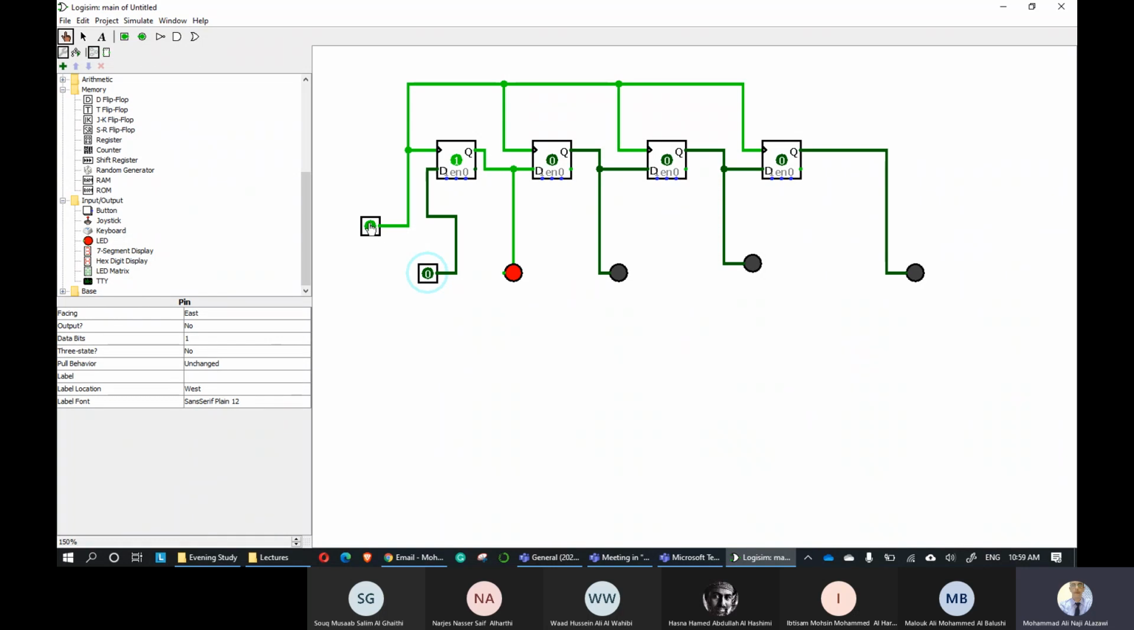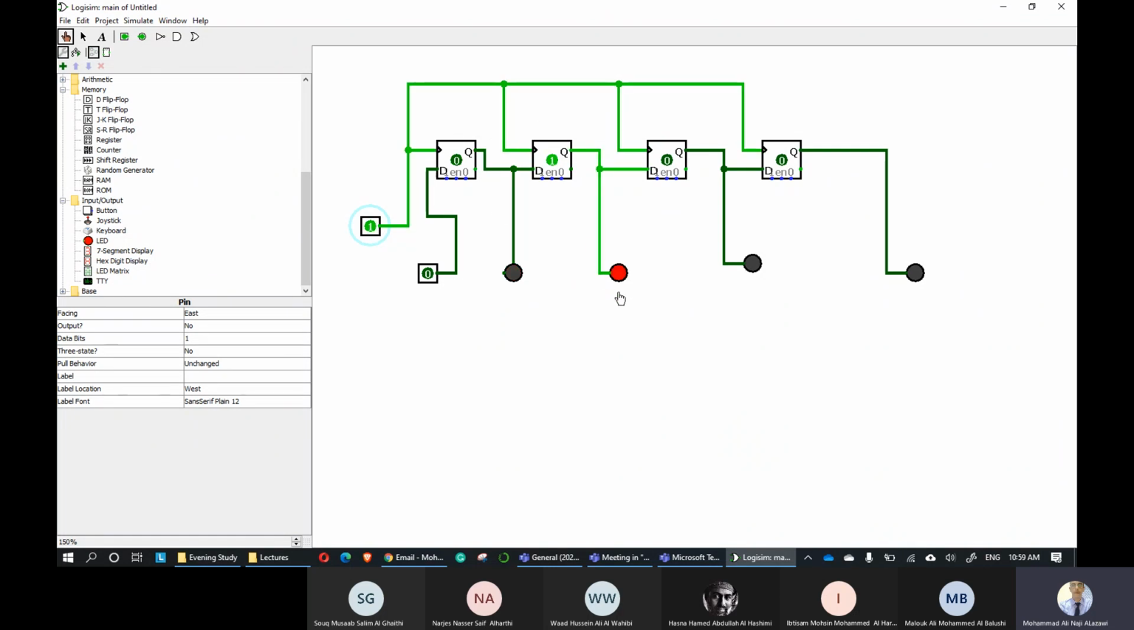Okay, next clock pulse. See, it didn't change. Why? Because the clock pulse has been changed from 1 to 0, but the change will happen when I change from 0 to 1. So let's see this.